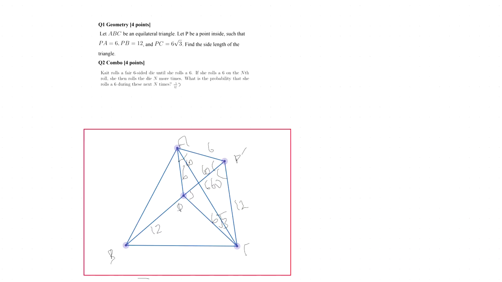Wait, P prime? Do you mean P prime? Here, P prime is basically you rotate. I'll just write it here. Rotate triangle APB 60 degrees so that B lies on C. And then you can see P goes here. Is that more clear? Okay, good. And now for problem two.